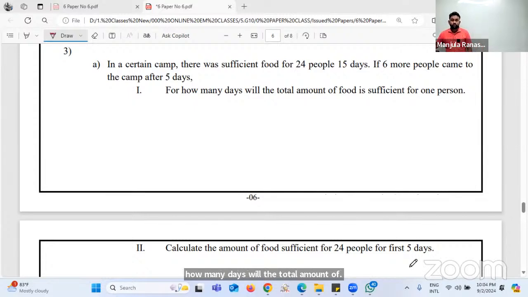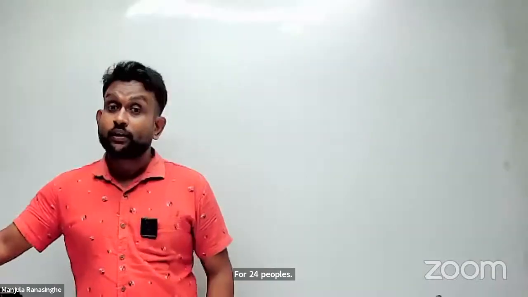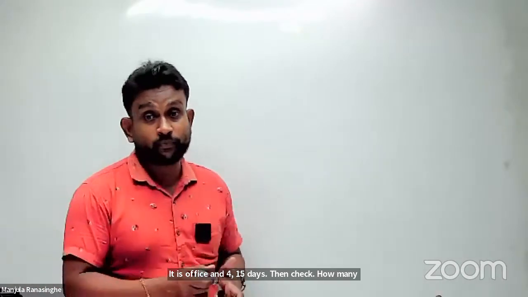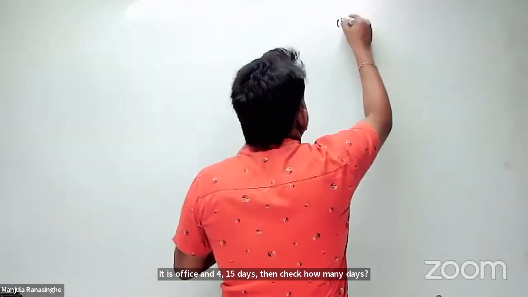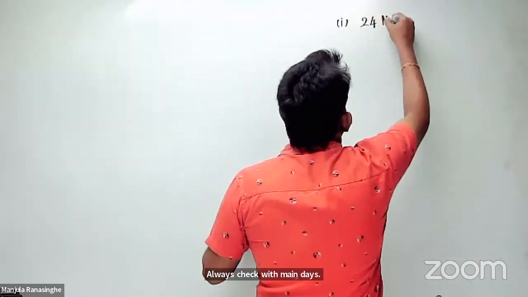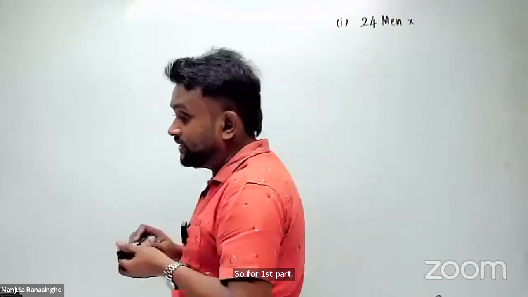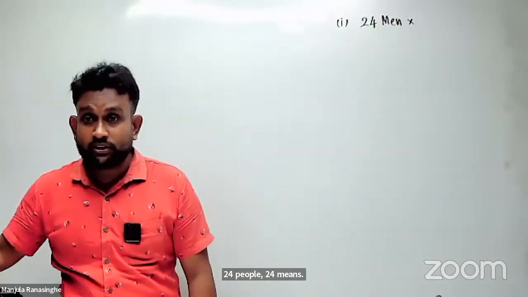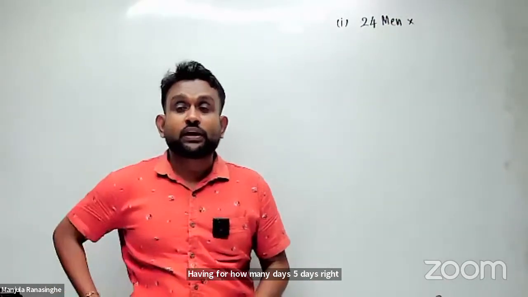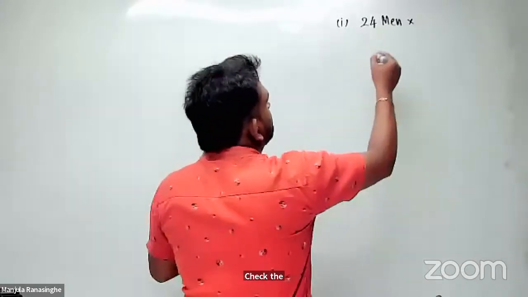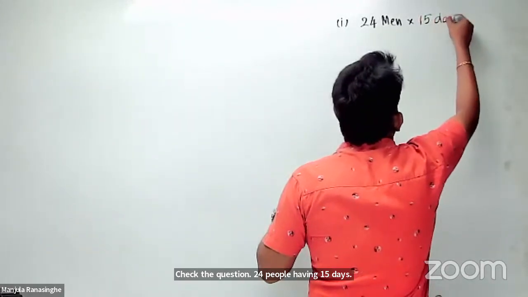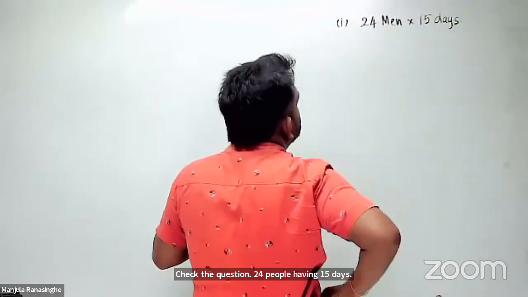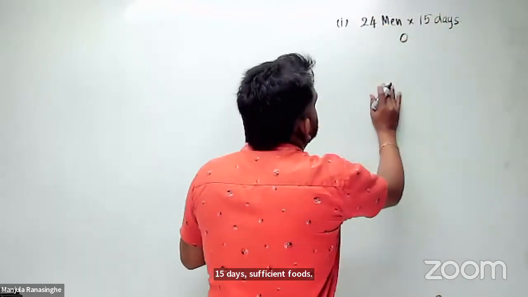Now, first find, for 24 people it is sufficient for 15 days. Then check how many man-days. Always check with man-days. So for the first part, 24 people having 15 days of sufficient food. Check the question. Then 24 into 15, that is 360.